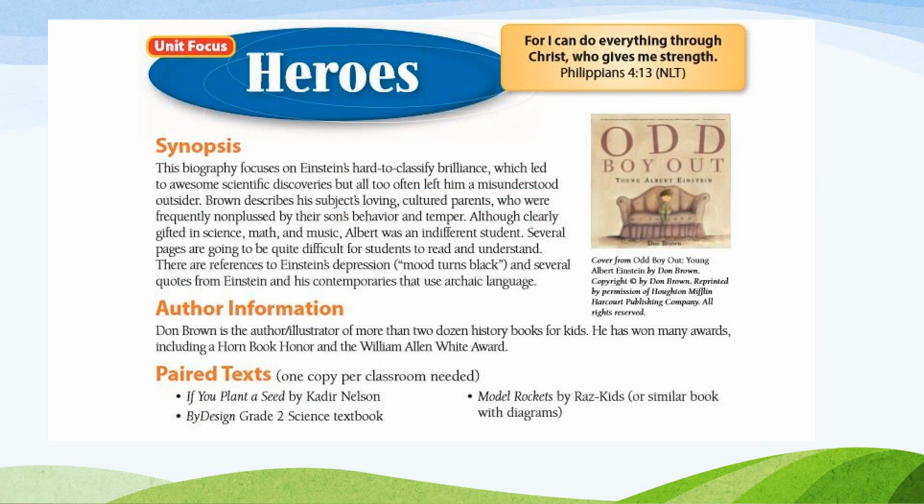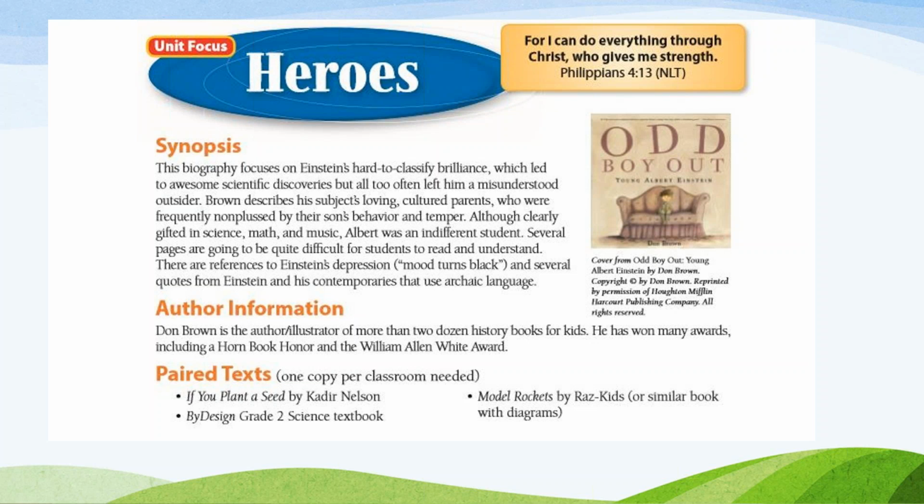The next slide would be good. Thank you. And so then it will have the unit focus, heroes in this case. Every DLG, every unit will have a Bible text. As you see there for heroes, it's Philippians 4:13. That text will be in all 8 grade levels, the same text. And then there will be a synopsis, as we said, of the book. Most often there will also be an image of the book cover for the teacher to reference, and then a little information about the author of the anchor text.